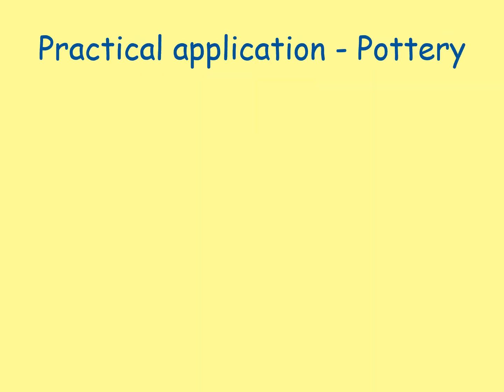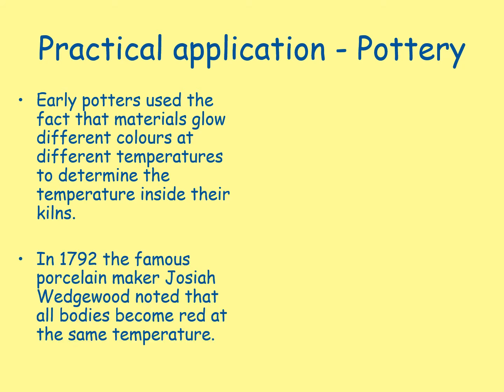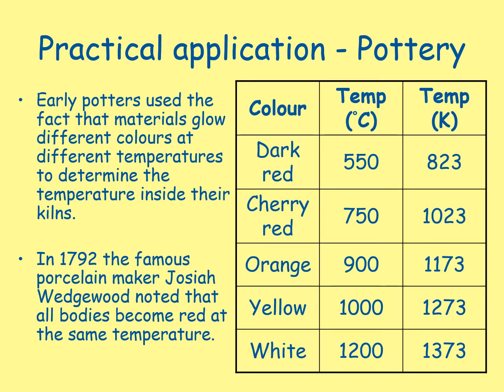Practical application: pottery. Early potters used the fact that materials glow at different colors at different temperatures to determine the temperature inside of their kilns. In 1792, the famous porcelain maker Josiah Wedgwood noted that all bodies became red at the same temperature. We can see this in the table here. At dark red, the temperature is 550 degrees C, and this increases all the way up to the color of white at 1200 degrees C.